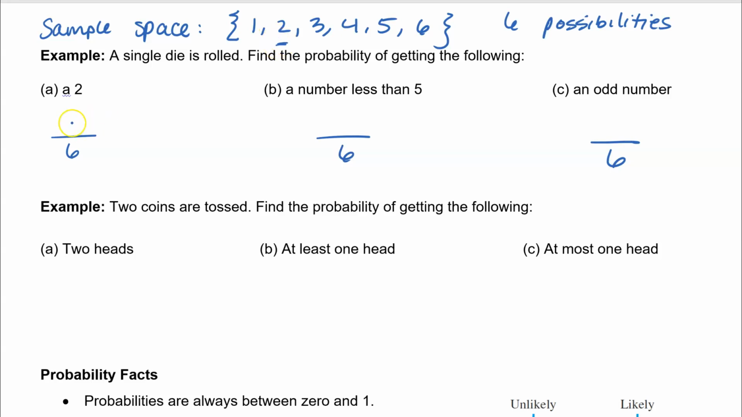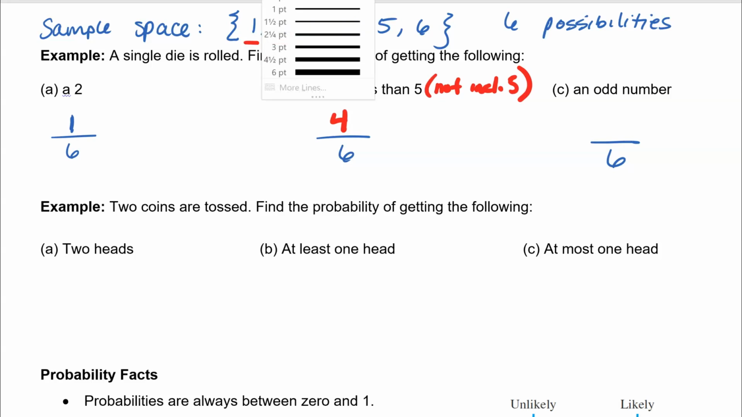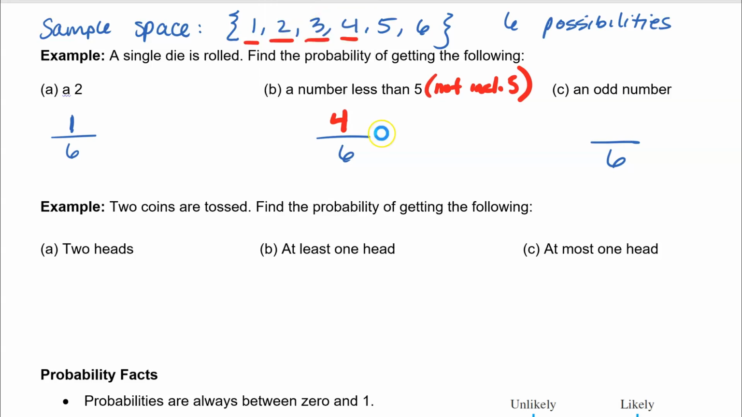Well, there's 1, 2. Use a different color here. So the answer is 1/6. For the second one, a number less than 5. Less than means not including 5. So that means 4, 3, 2, or 1. So there are 4 out of 6. Okay, numbers less than 5. When you're dealing with fractions like this, you should always reduce. So we could divide these both by 2 and get 1/2.